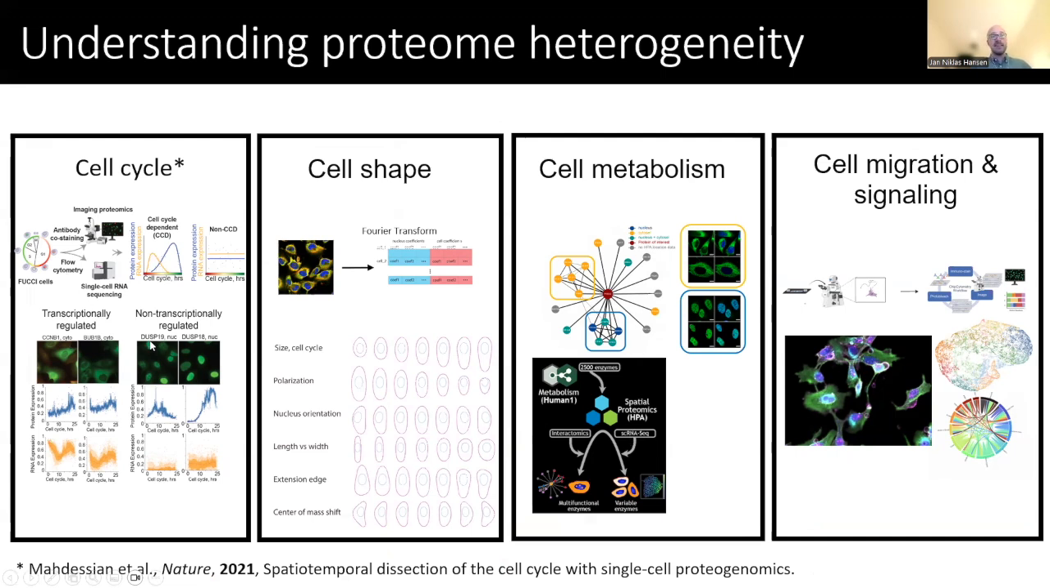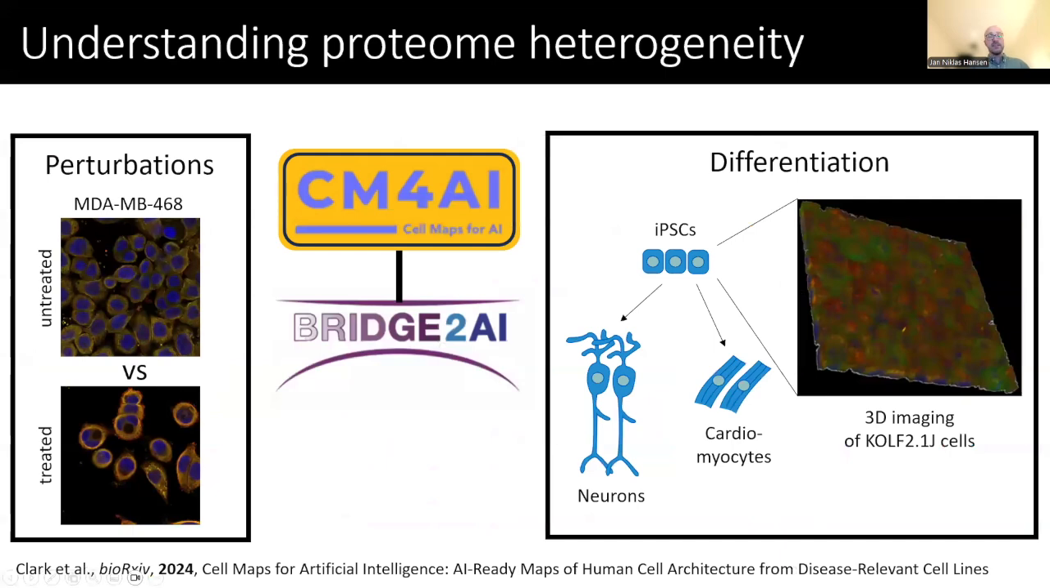can be the cell cycle. The cell cycle has a significant effect on many proteins. Cell shapes may influence them. And we also try to study cell migration and signaling in relation to cellular protein heterogeneity. And here the CM4AI project comes in with important other functions that we try to study in light of heterogeneity, because in the CM4AI project, we will study perturbations and differentiation processes.